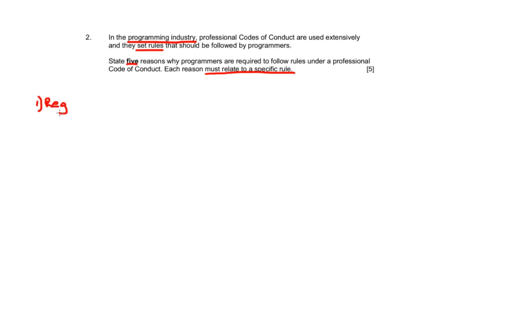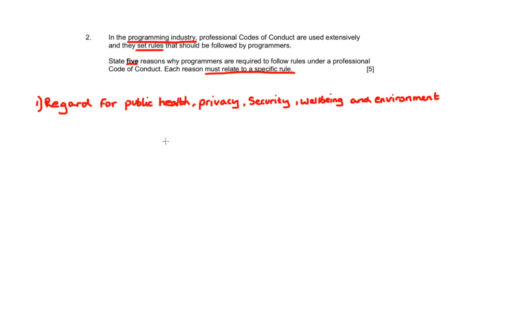The first point I'm going to make is having a regard for public health, privacy, security, well-being and the environment. It's important that as a developer, as a programmer, we need to abide by all of these things and ensure that the things we do don't impact people's health, the privacy of others, the security of what we're creating, the well-being of others and those around us, and the impact on the environment.